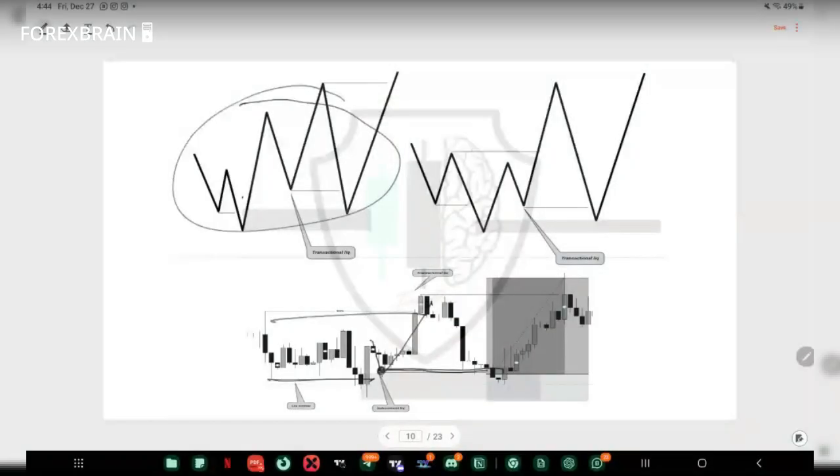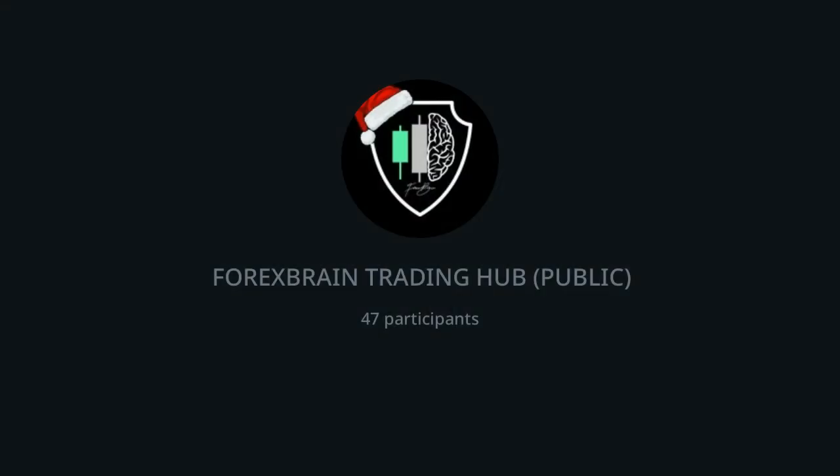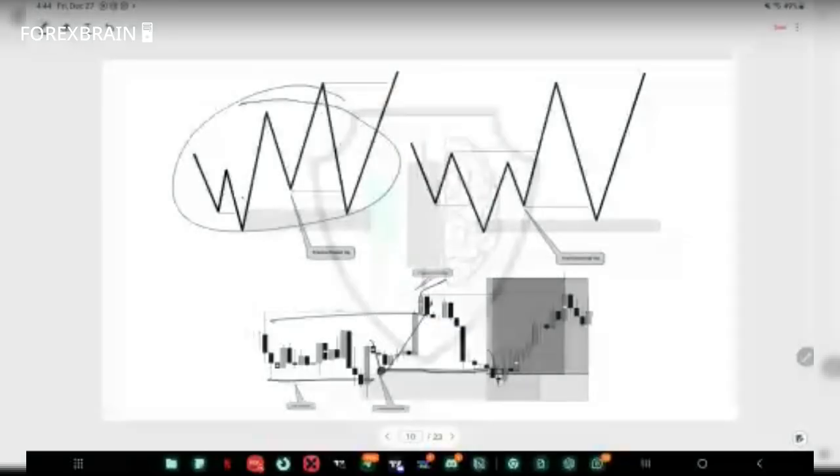And the transactional liquidity is always what? The target. So price retraces all the way back into this, inducing this guy, and then it moves all the way to the what?